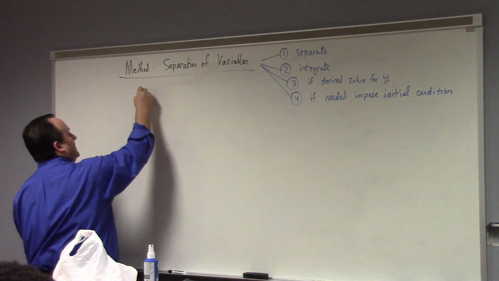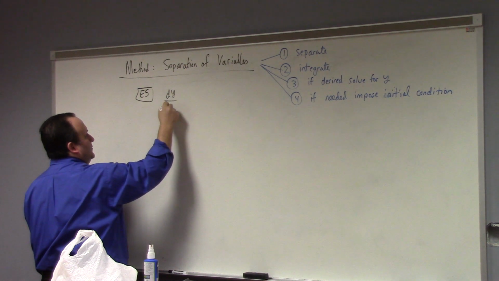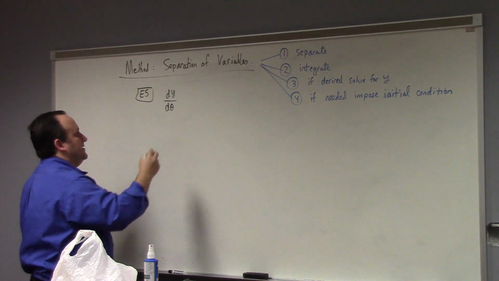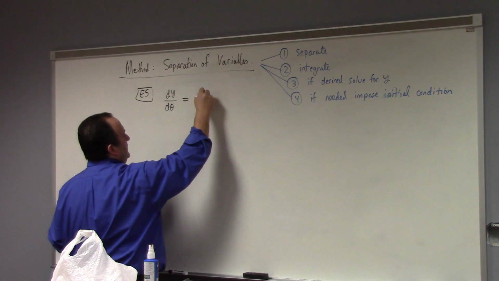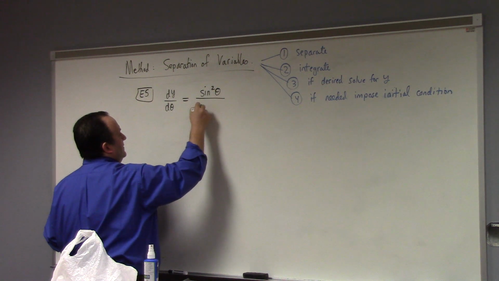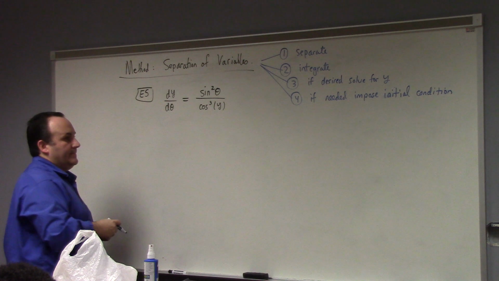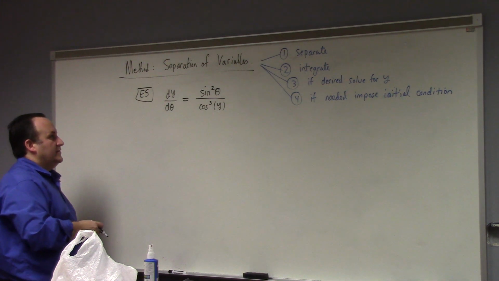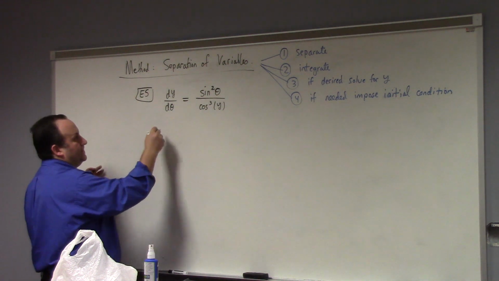Here's one. What if we're up against, let's say, dy d theta, ooh, d theta, tricky, is equal to, I don't know, let's say sine squared theta divided by cosine cubed y. So let's find the solution to this guy. So we separate.